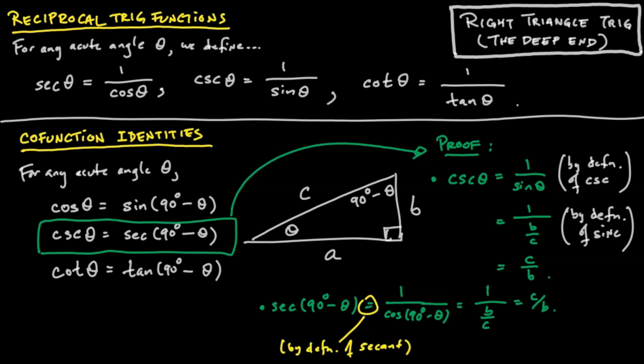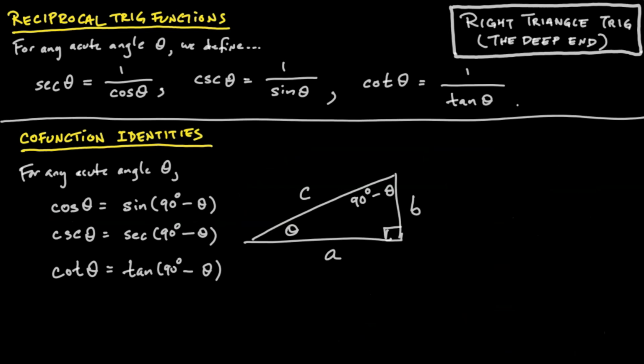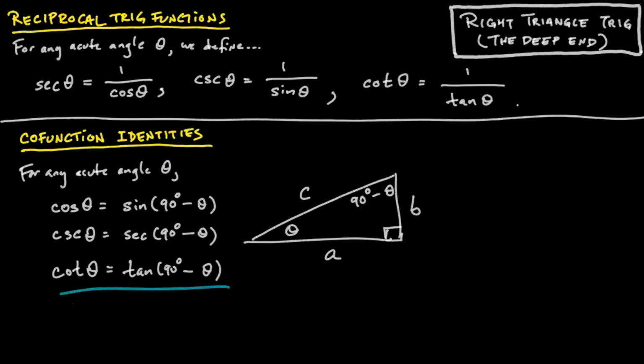So we found that for any theta, cosecant of theta and secant of its complement always turned out to be the exact same expression. Thus, the cosecant of theta is equal to the secant of its complement as claimed. And I will leave it to you to prove that this third identity holds as well, that cotangent of theta is the tangent of theta's complement. The proof, again, is simply a matter of computing what these things are in terms of A, B, and C on our picture. Without writing anything up formally, you can probably see that it works in your head.